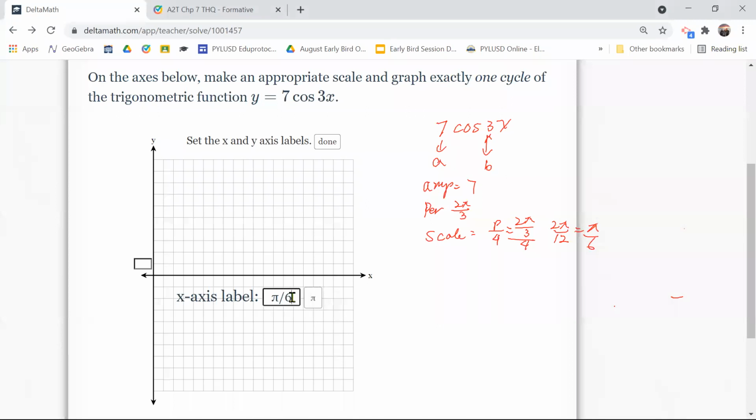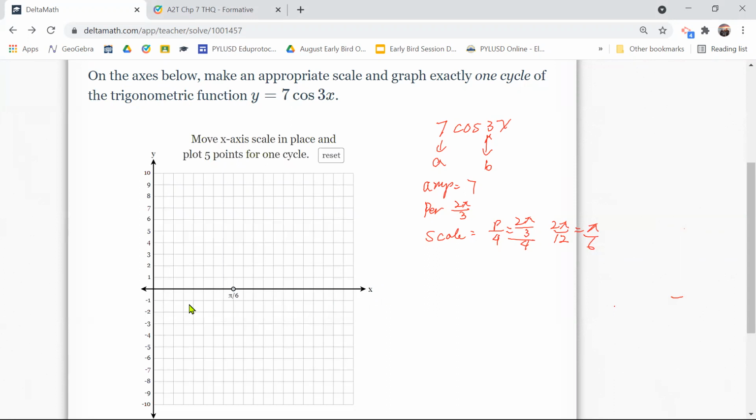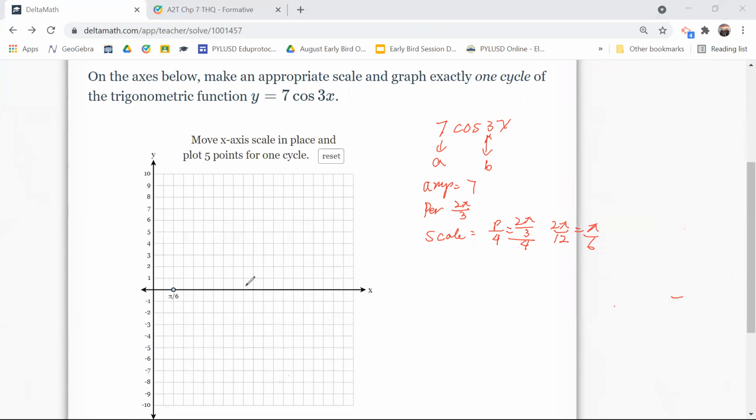Pi over 6. So I have my y scale is 1, and then my x scale is pi over 6. Done. This is a cosine graph. Cosine is going to start from top. However, let me move my pi over 6 right here. Now that's my scale. So the next one is going to be 2 pi over 6, 3 pi over 6, and then 4 pi over 6. Okay, so you can see that this is the same thing as this number right there.